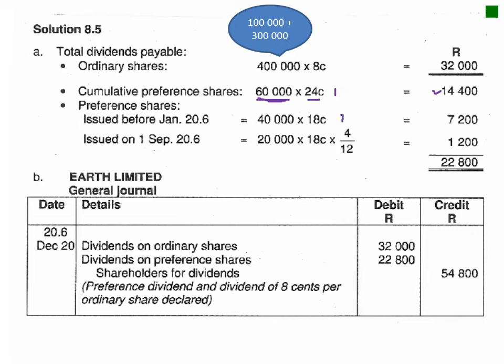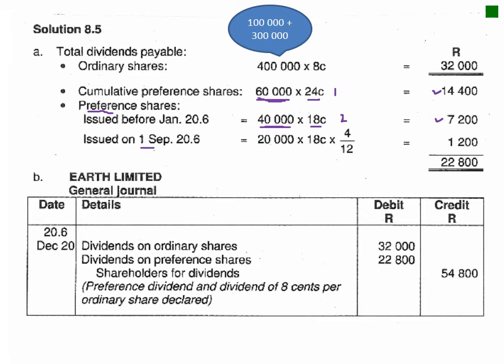Then we will pay the dividends that are due on the normal preference shares. At the beginning of the year we had 40,000 preference shares that were held by preference shareholders. They each get 18 cents per share. Again, this is not a Rand value, this is the number of shares in issue. So that gives us 7,200 Rand.